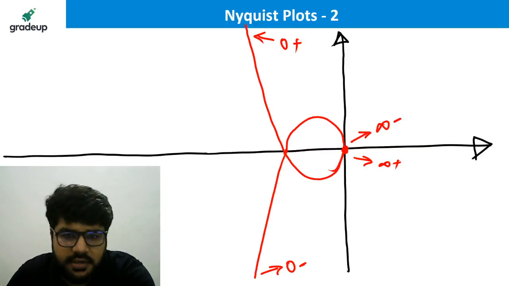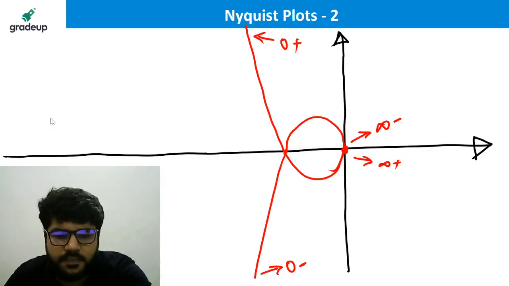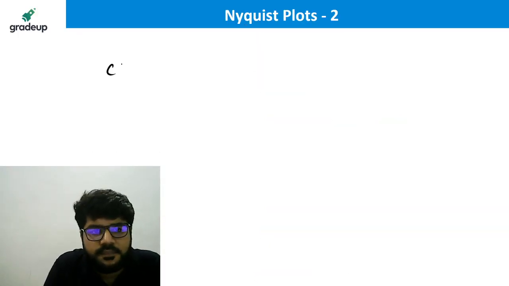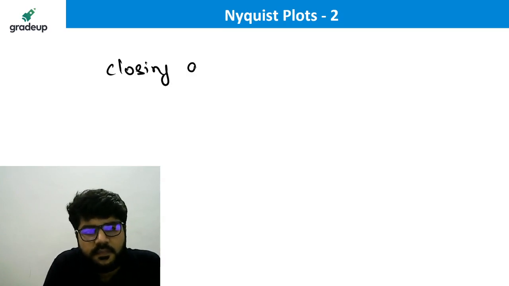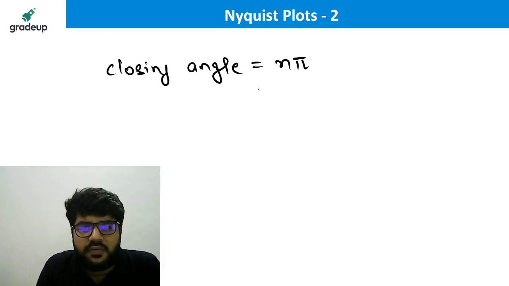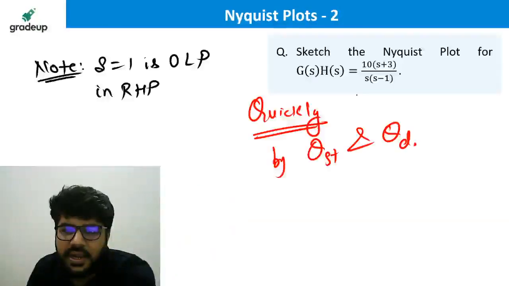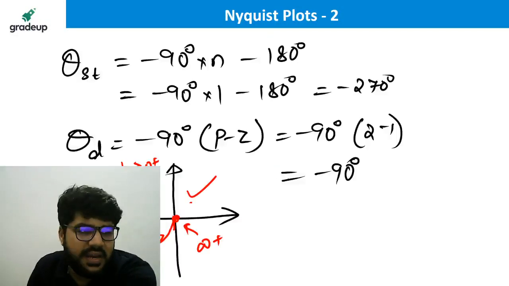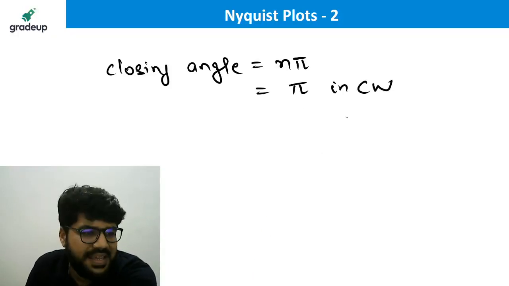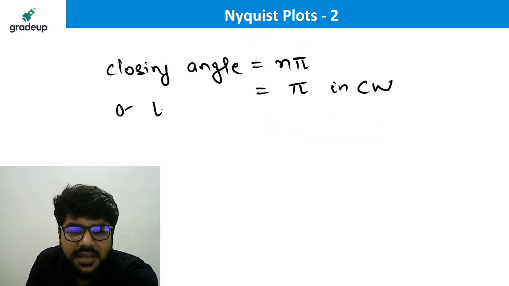Just a second, I have to add a slide. What is the closing angle? It is given by nπ in the clockwise direction, where n is again equal to 1. G(s)H(s) is known to you. The number of poles at the origin is s power 1, so n is equal to 1. So π in the clockwise direction, 180 degrees clockwise. Closing means closing from 0 minus to 0 plus.